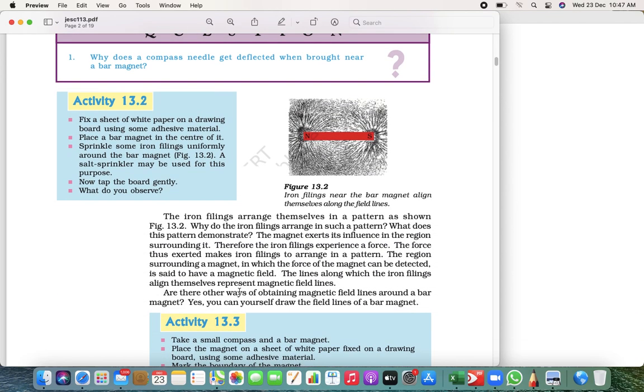Then I said we are going to do an experiment. In the experiment, what are we going to take? We are going to take a white paper or a drawing board paper. We put a bar magnet in the center and we are going to sprinkle some iron filings around. So if we sprinkle some iron filings around, what is going to happen?